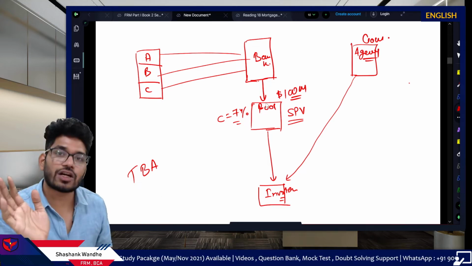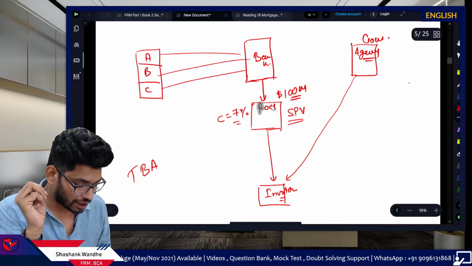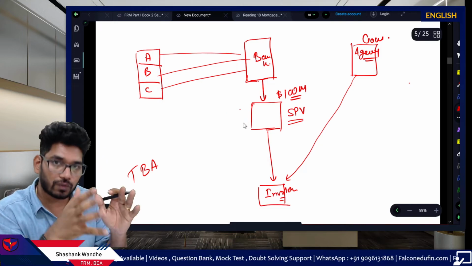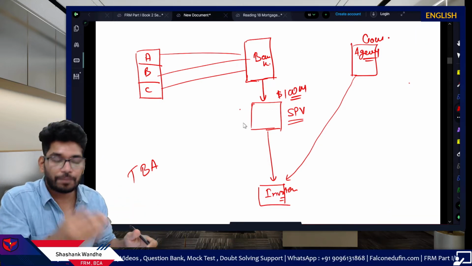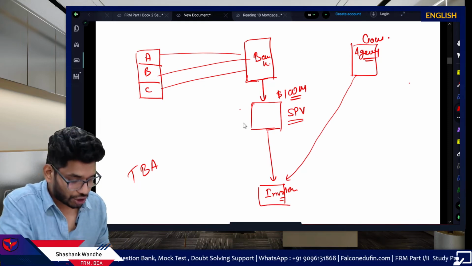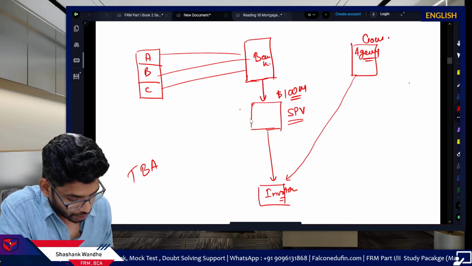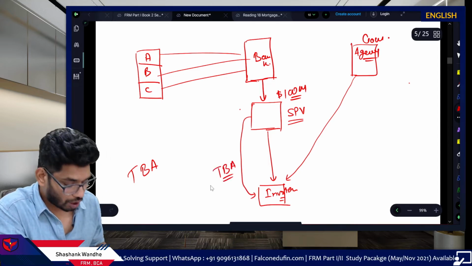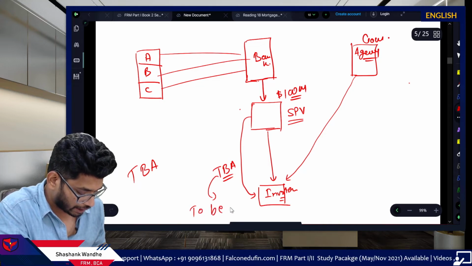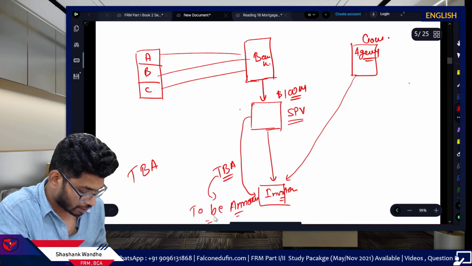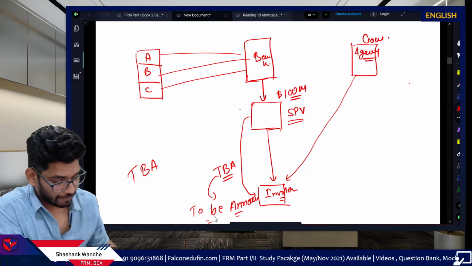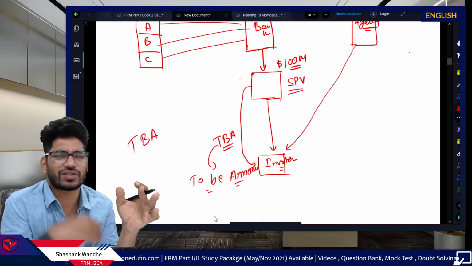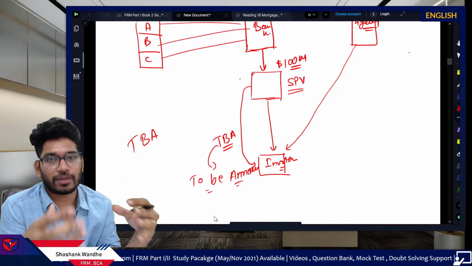So the bank will say, okay, right now we don't have any asset in our pool, we will transfer it, but first we need a certain type of assurance from the investor that whatever we are doing with the pool has some guarantee, that is, there are enough investors. So the bank will first issue TBA, to be announced, to the investor, and these are very short-term securities. For 2 months, 3 months, generally whatever time the bank needs to create a pool and everything.